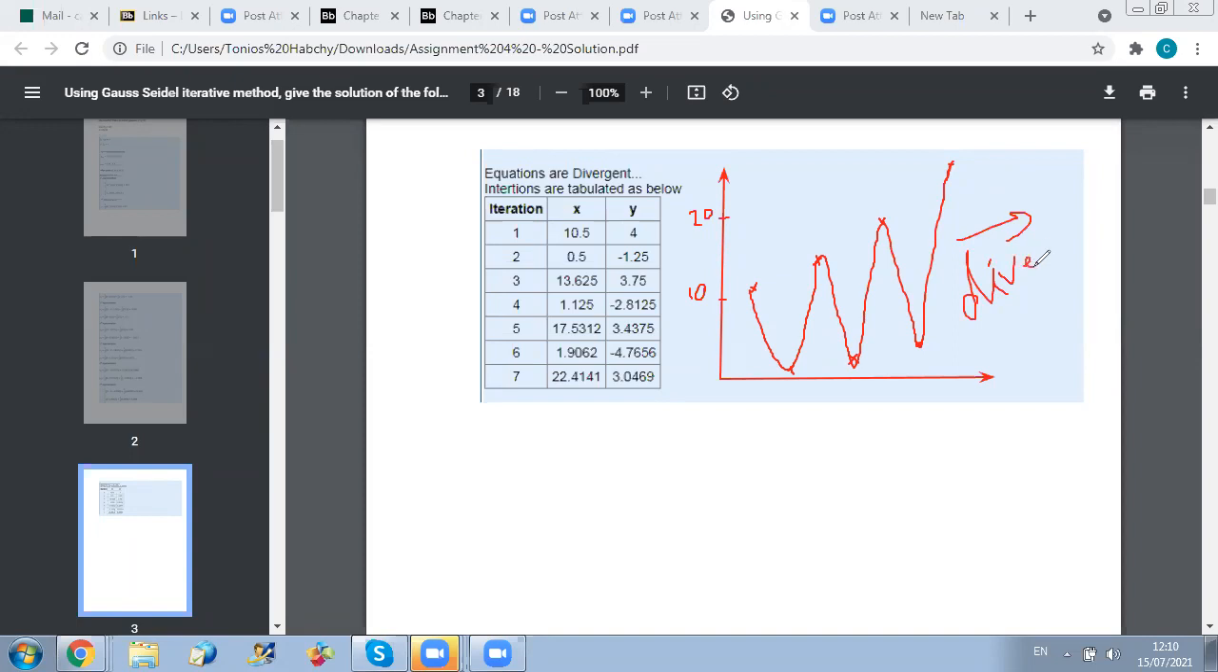Doctor, يعني it might be oscillating but convergent. Yes, if it's like this, for example. وما فهمت how we plot the values يعني عند x y.